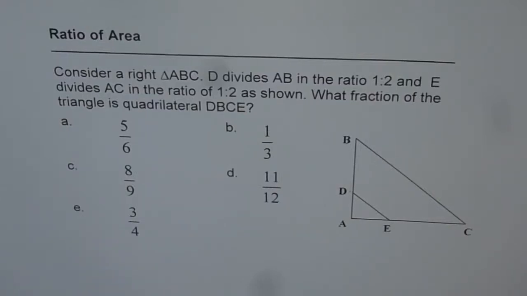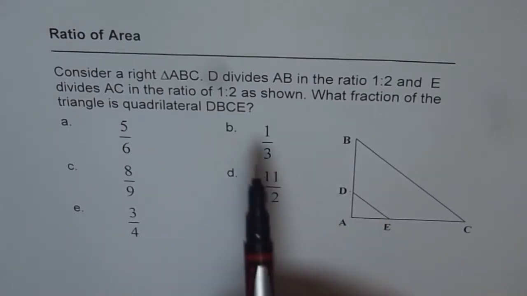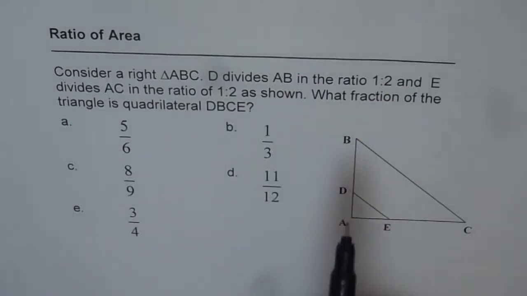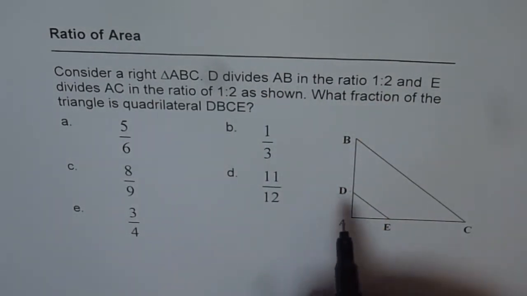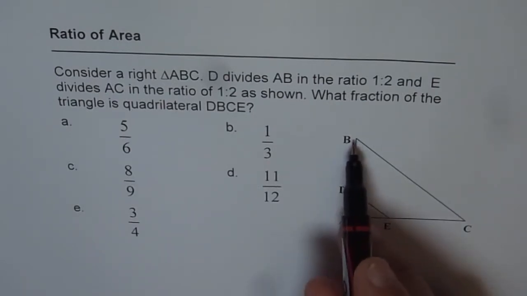Ratio of area. Now we'll try to understand ratio of areas in right triangle. Consider the right triangle ABC shown here. D divides AB in the ratio of 1:2. That means if AD is 1, then DB is 2.